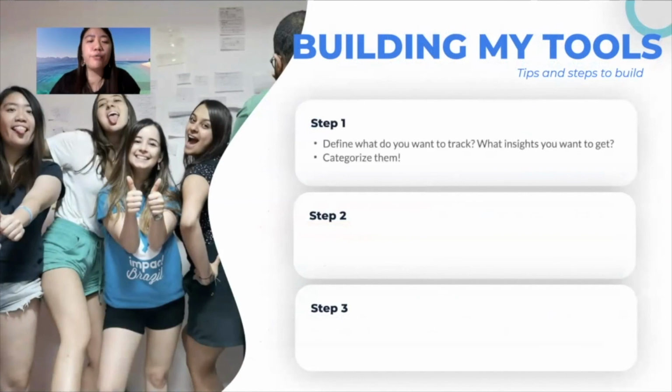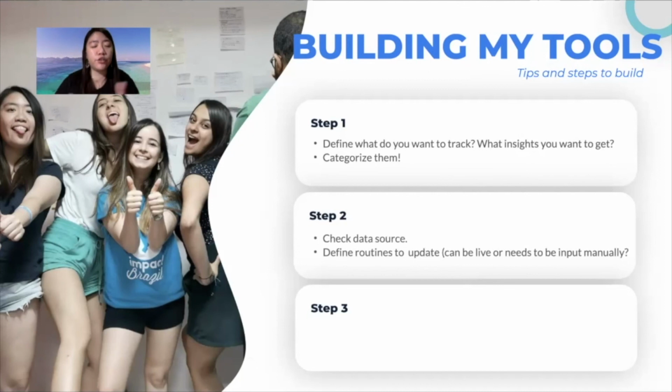So here are some of the steps to build your tool. The first one is you need to understand what things you want to track, what insights you want to know, and try to categorize them, because you may have a lot of KPIs, a lot of MOS that you want to track. But if you don't organize them, it's like a puzzle and you will get lost in it. Secondly, check the data source: where you can find the data and how you can bring it up to your platform. Is it on XPath? Is it on a spreadsheet? Then define your routine to update, depending on whether the data can go live on your dashboard or you need to implement it in a manual way. You can think about that as well. And last but not least, research about templates and platforms.